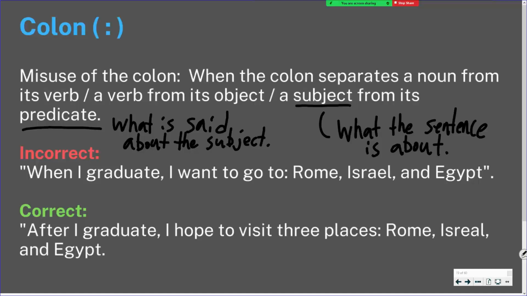So we don't say, when I graduate, I want to go to Rome, Israel, and Egypt. We say, after I graduate, I hope to visit 3 places: Rome, Israel, and Egypt. Well, I spelled Israel wrong. That's how it should be spelled. I want to visit Rome, Israel, and Egypt, okay? So that's the proper way to set up a list, right? You shouldn't have a word like to in between there. It should be, I want to visit 3 places. And there you go. There's your 3 places.